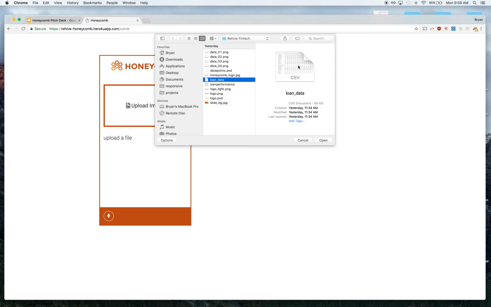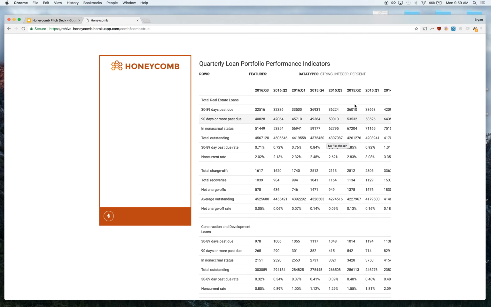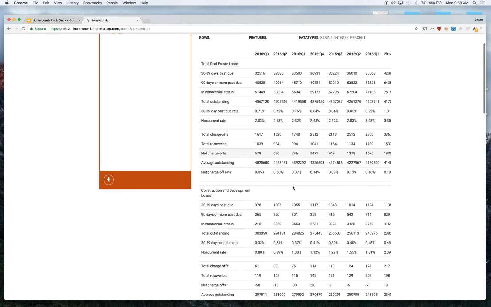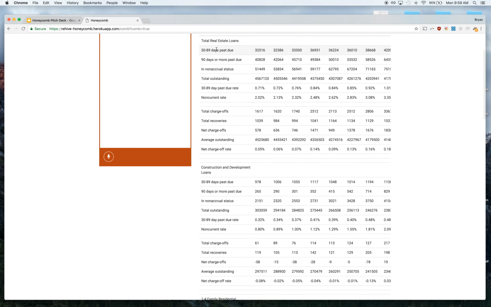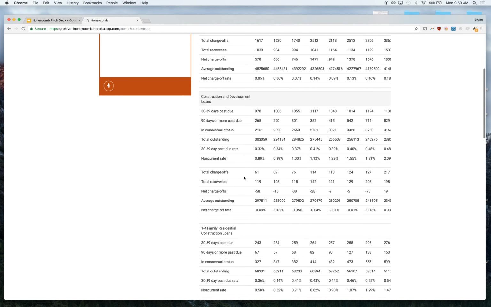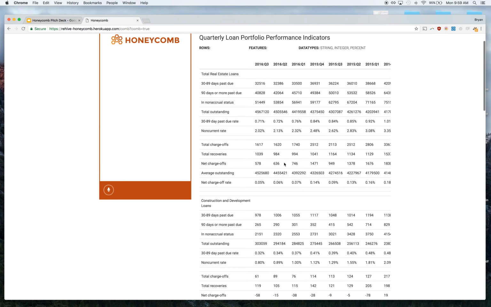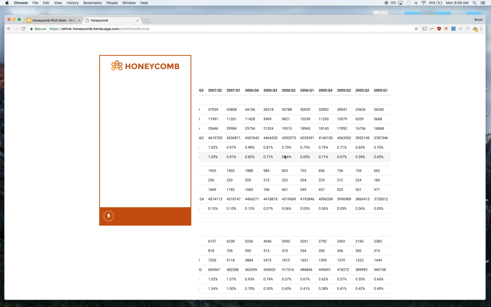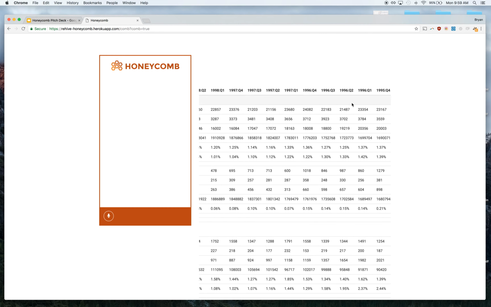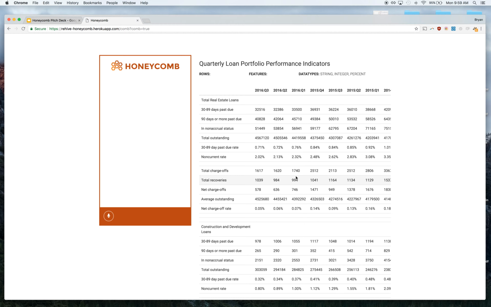So here's our loan data CSV, and we'll upload that. And as you can see here, we have a lot of information about loans. So we have total real estate loans, construction and development loans, residential construction loans, others. And this data extends from 2016 all the way back to the 1980s, broken down by quarter. So a lot of information on outstanding loans, delinquent loans, payback rates, stuff like that.